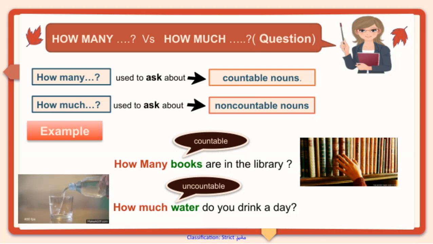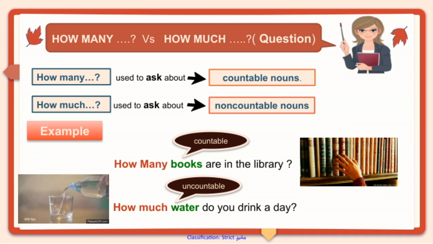Now let's look at how we ask questions about quantities using uncountable and countable nouns. First, we have uncountable nouns, which refer to things that we can't count individually, like water, rice, or information. When we want to ask about the amount of these, we use how much. So, for example, how much water do you drink a day? On the other hand, we have countable nouns, which are things we can count, like books, pens, or students. When asking about these, we use how many. For example, how many books are in the library?